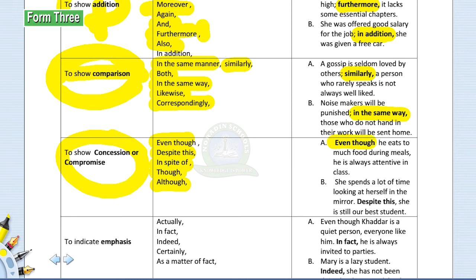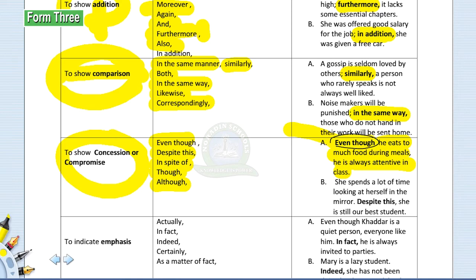Even though he eats too much food during meals, he's always attentive in class. Look, I use this one: even though. See, even though, that word. But the second example has a different concession, or a different linking word. Let's take a look at this one.